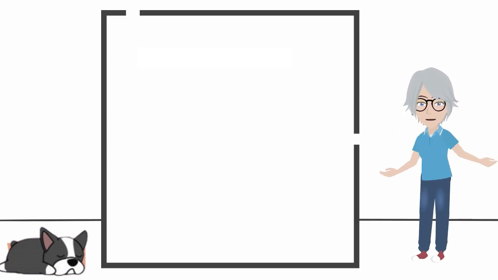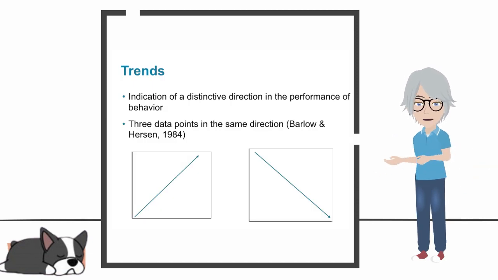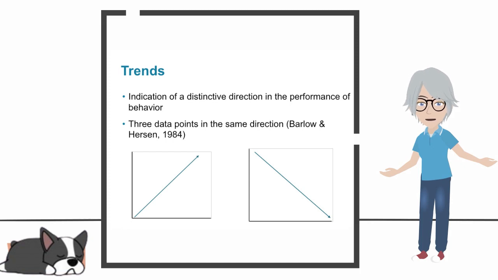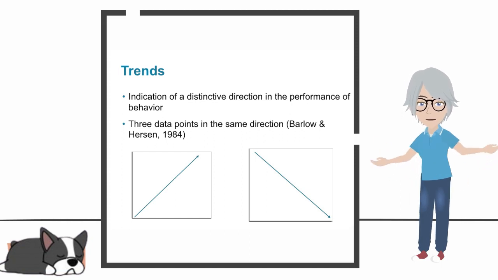Next, we want to look at trends. Trends are an indication of a distinctive direction in the performance of behaviors. So if we've got data points that are going in the same direction, that's what we're looking for, 3 data points in the same direction.